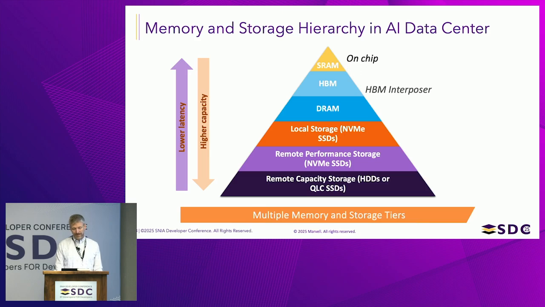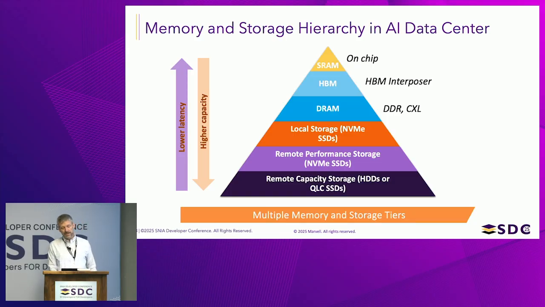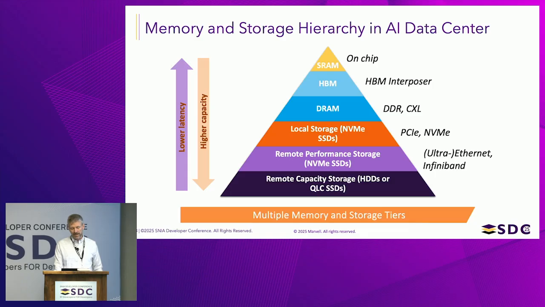And then here you can see how it's all connected. SRAM is on the chip, HBM with an HBM interposer within a package. DRAM usually uses a DDR interface or CXL. You have PCIe and NVMe for local storage, then Ethernet, Ultra Ethernet, InfiniBand for remote storage on the performance side, and also Ethernet and object storage schemes for remote capacity storage.